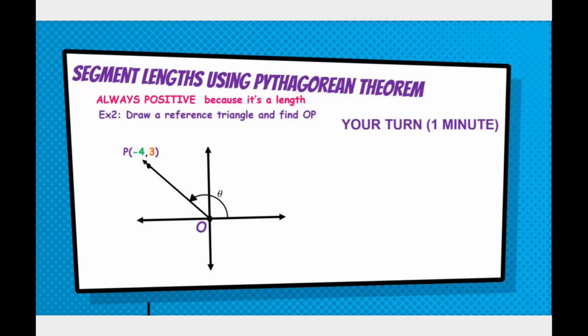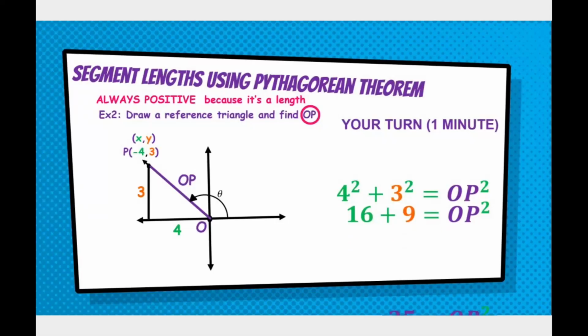Now in this example, notice our x value is negative, but when we write a reference triangle, the dimensions of anything will never be negative. So when I fill this out, that length is 4 and this length is 3. It's 4, not negative 4, because we don't have negative lengths. If you did it with the negative, it would be okay anyways, because you're going to square that thing and make it positive. But if we're finding OP, that's our hypotenuse once again, we're going to use Pythagorean theorem.